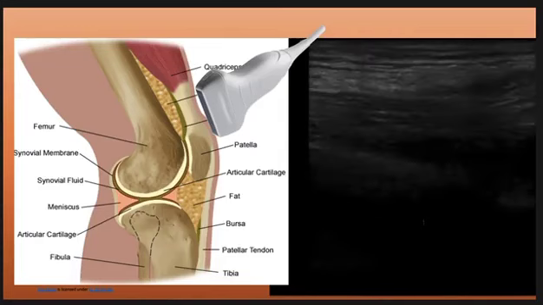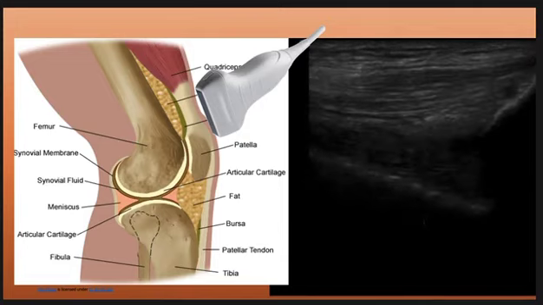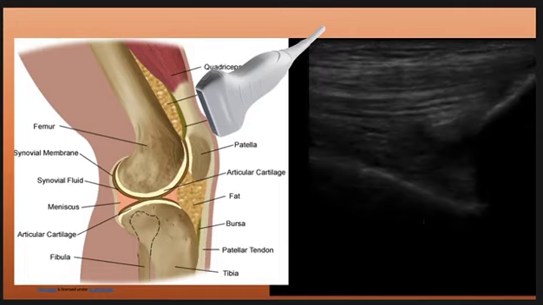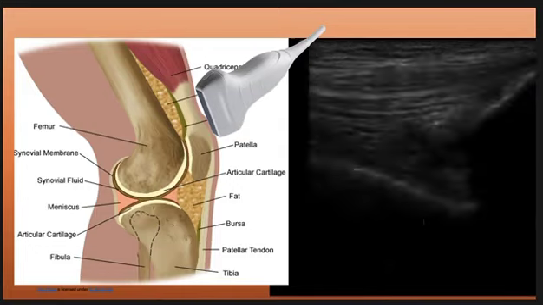I like to start in the suprapatellar region. The indicator points towards the head, the probe's in the sagittal orientation, and here's a normal view. You can see the striped appearance of the quadricep tendon and how it attaches to the top of the patella.